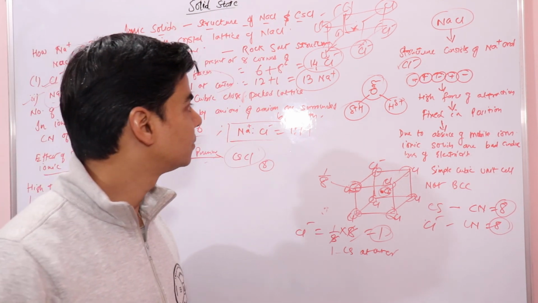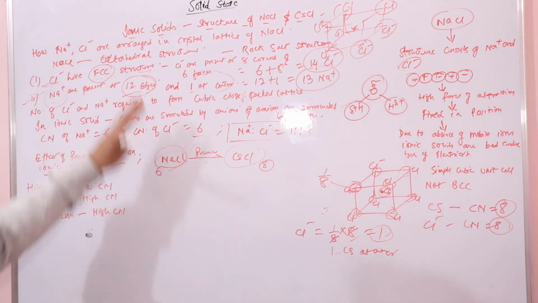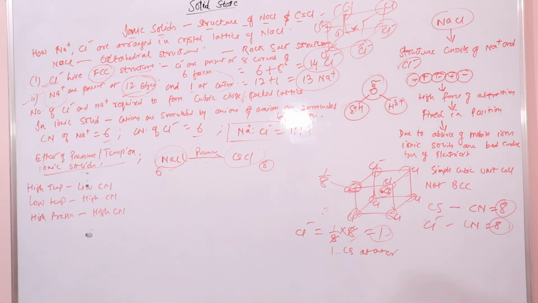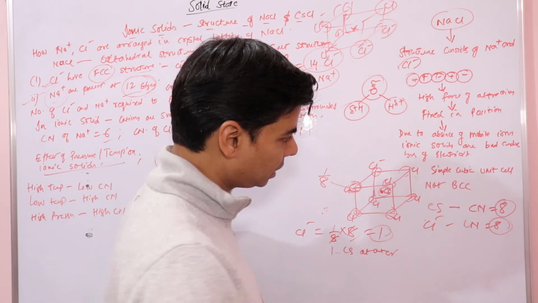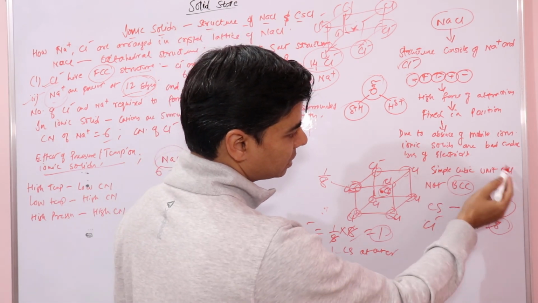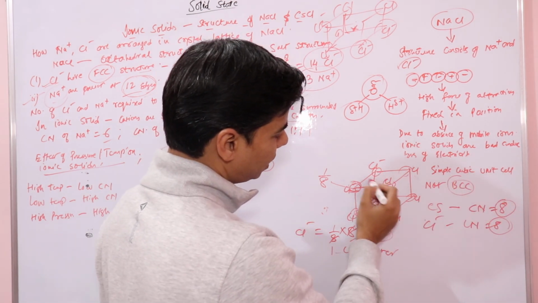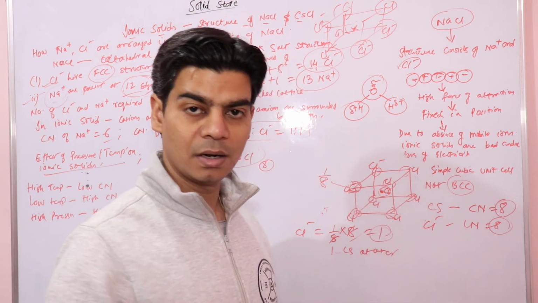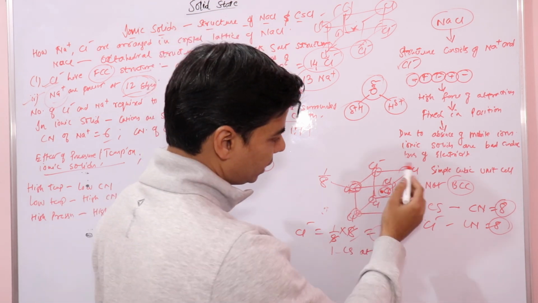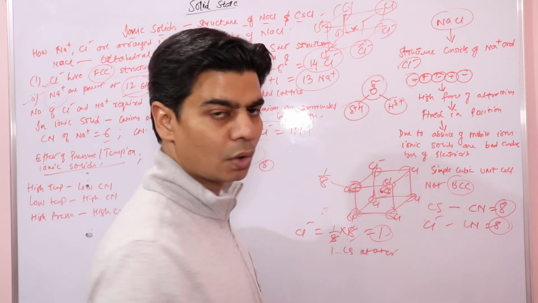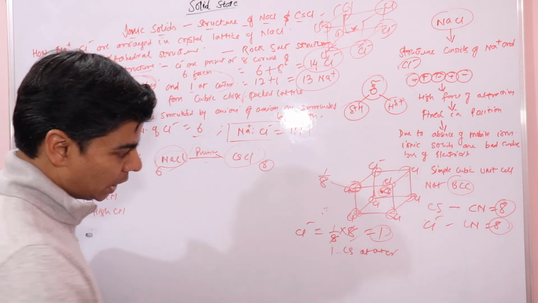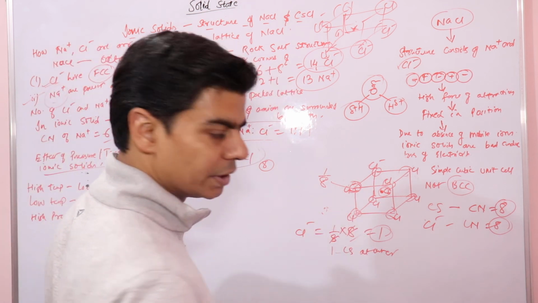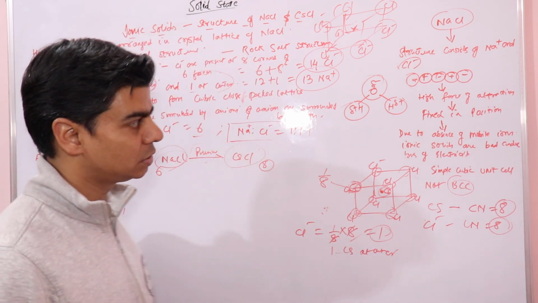Just make sure that we know all that we have studied in the structure of sodium chloride and cesium chloride. In cesium chloride, just remember that this is not BCC but a simple cubic unit cell, because we are looking at the location of similar particles, which are chloride ions located at the corners of the cube. And also understand how to calculate the number of particles in a unit cell. I hope all this is clear to you.